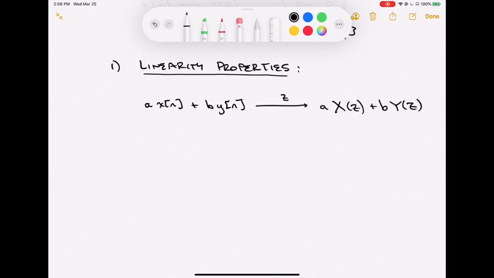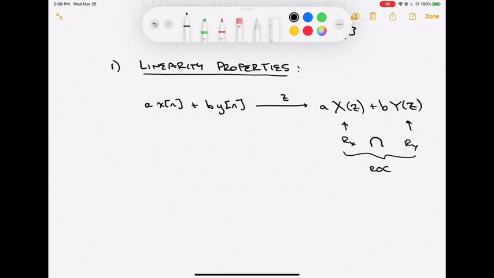Now, if this is a bilateral transform, we also need to specify a region of convergence. We know that X of z converges for some Rx, Y of z converges for some Ry. For the combination to converge, we have to satisfy both convergence criteria, and so we're going to need the intersection of those. So in general, we think of the region of convergence of that linear combination of x and y as being the intersection of their individual regions of convergence.